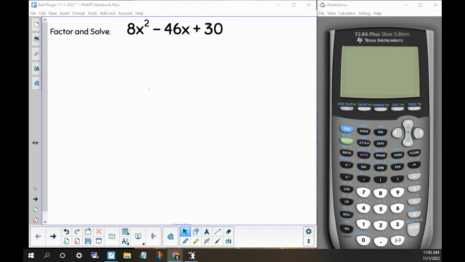All right, so we need to factor and solve. So guys, we've gone through all this, okay? Solving and factoring, all right? What is step one for factoring and solving? What do we got to find? The GCF.